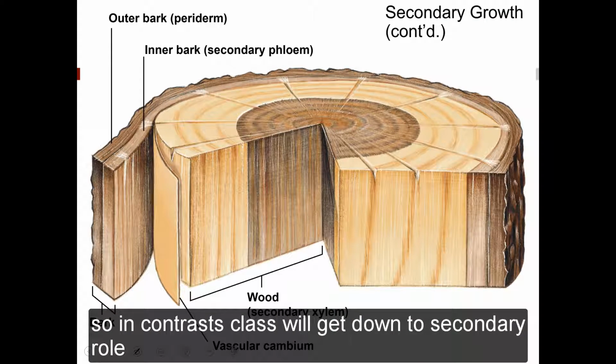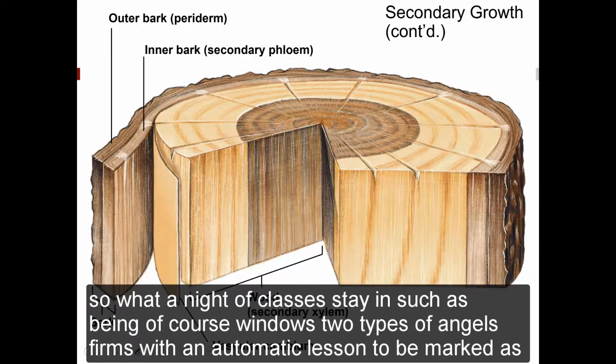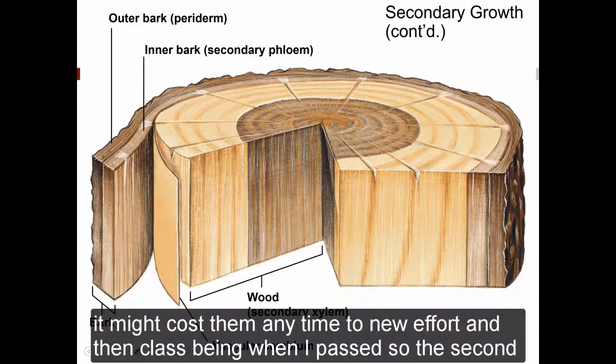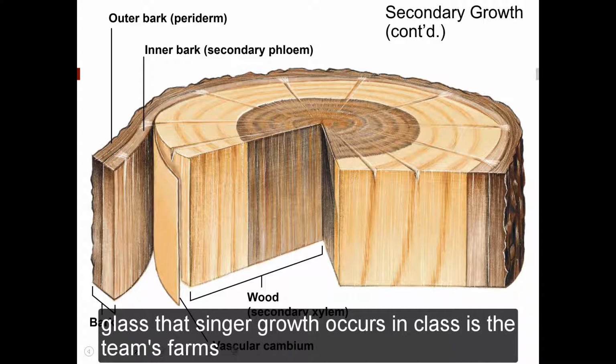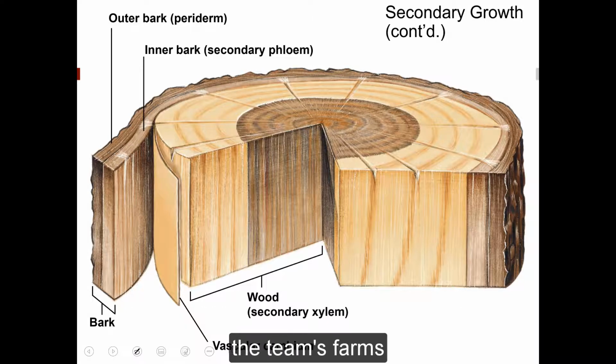So in contrast, class, we'll get now to secondary growth. Secondary growth occurs in those woody dicots. Woody dicots are, of course, one of those two types of angiosperms. We'll divide them later, class, into monocots and dicots, but many times you'll hear me refer to them as woody dicots. The second group of plants that secondary growth occurs in is the gymnosperms. So when you think of secondary growth, think of the woody dicots as well as the gymnosperms.